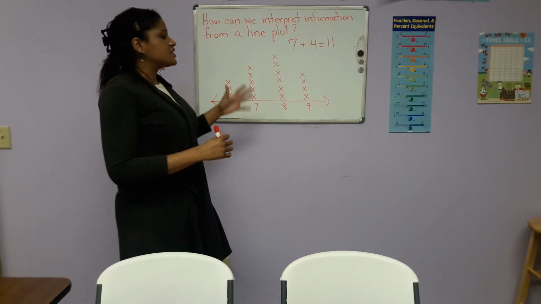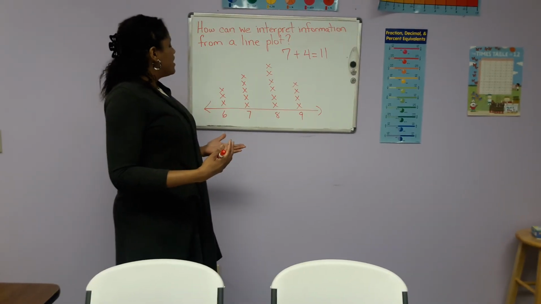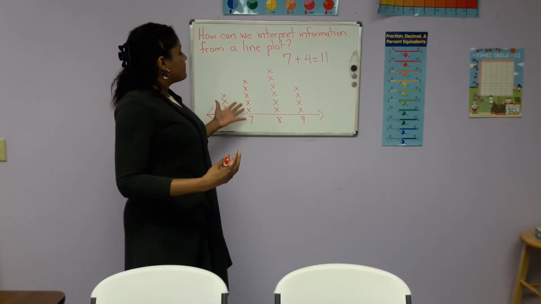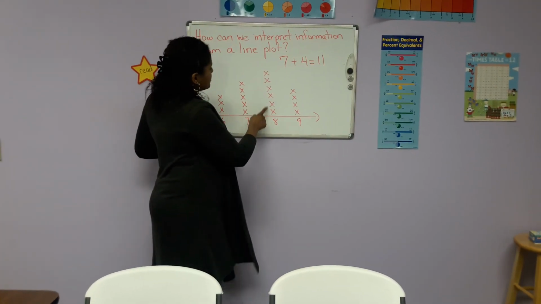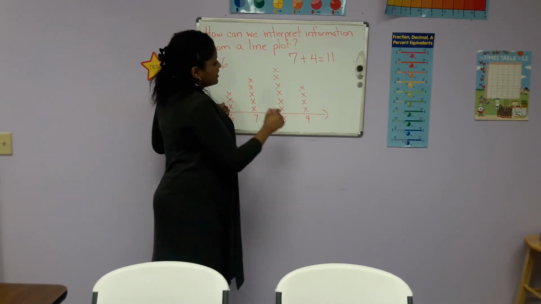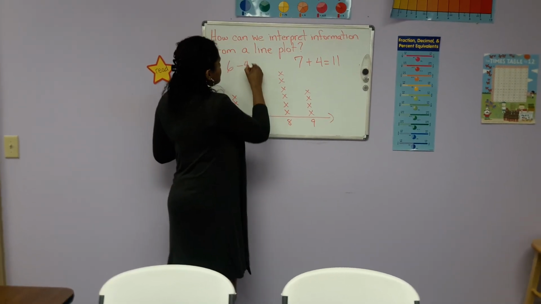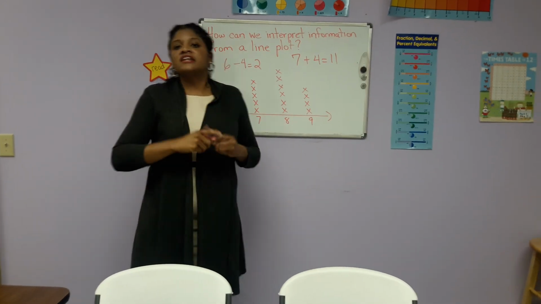And then you can use it to compare data. You can answer many different questions. How many more 8-year-olds are there than 9-year-olds? Well, there are 1, 2, 3, 4, 5, 6 8-year-olds, and there are 4 9-year-olds. So there are 2 more 8-year-olds than 9-year-olds.